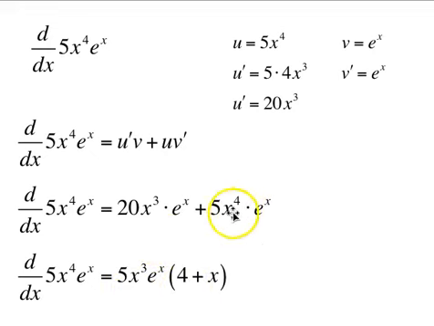But here I have an extra x. So when I divide 5 by 5, I get 1. x to the fourth divided by x cubed, I get x. e to the x divided by e to the x, I get 1. So if you want to factor it out, the final answer would be 5x cubed e to the x times 4 plus x.